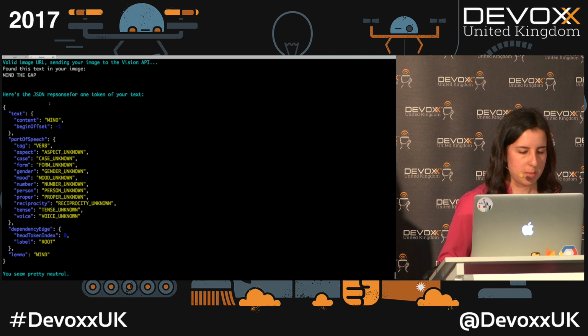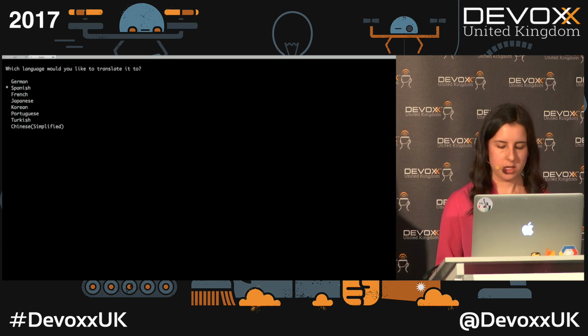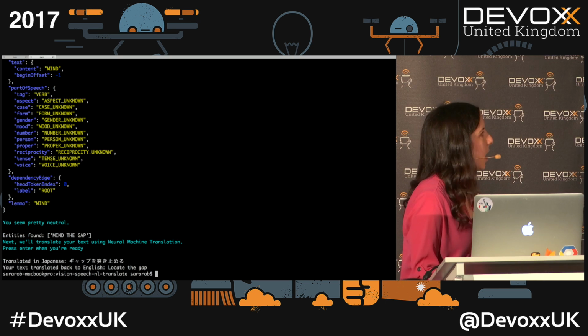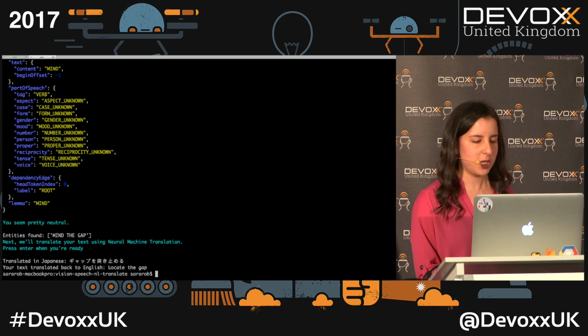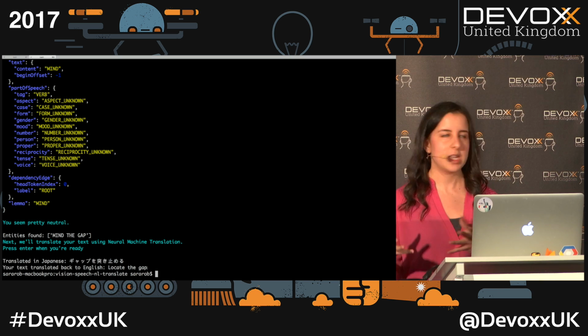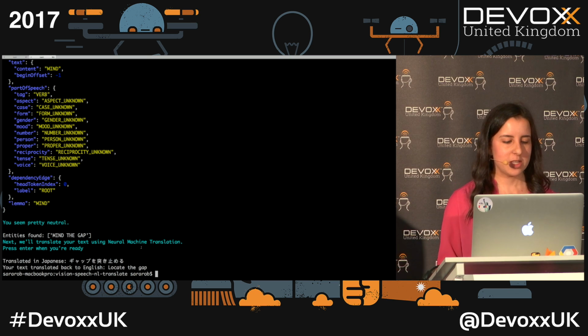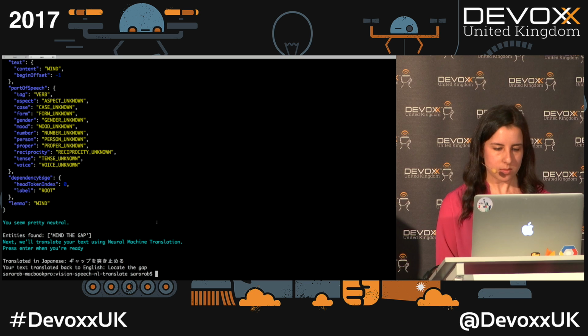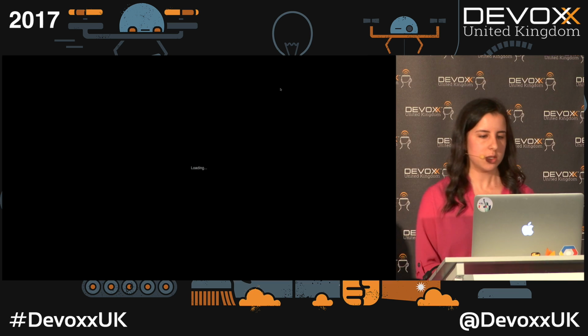It's able to identify mind as a verb. It's the root verb of the sentence. It's a pretty neutral statement. And now I'm going to translate it into Japanese. And I translate it back to English because I do not speak Japanese. And it was able to do a pretty good job, locate the gap, still kind of gets the message across. Not quite the same, though. So that's just an example of how you can combine a few different machine learning APIs to do different things with text analysis in your applications.